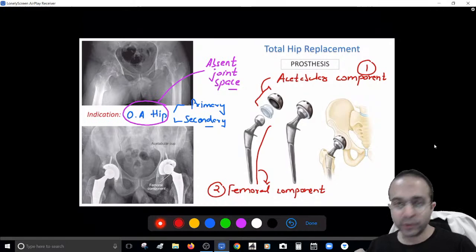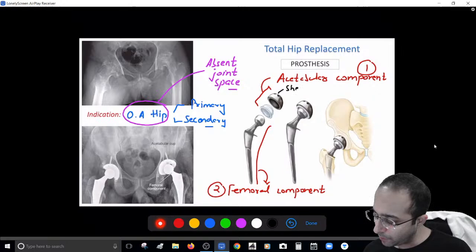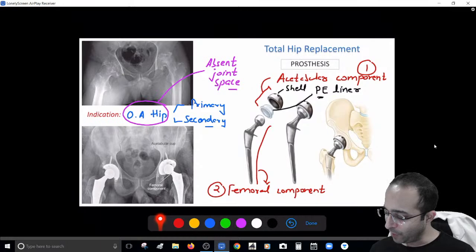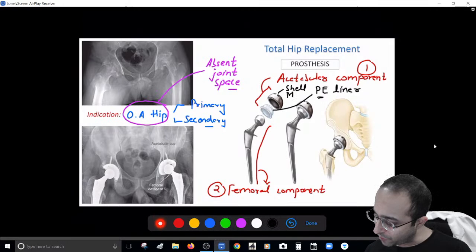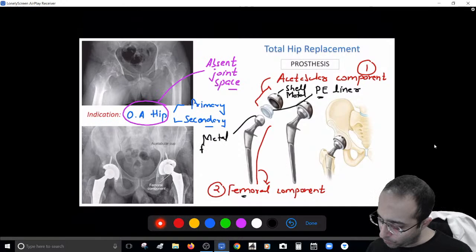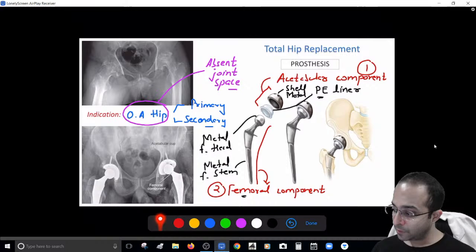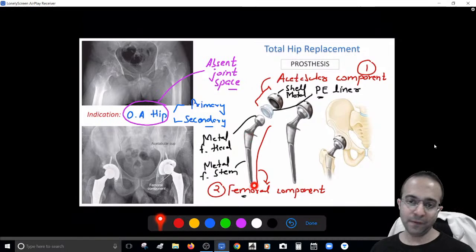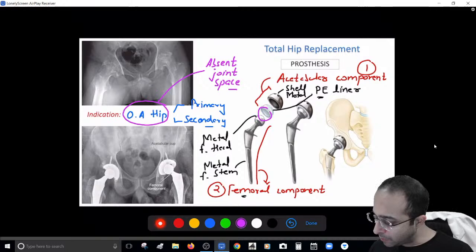Now this acetabular component will have a shell and a polyethylene liner. Polyethylene is like a rubber. So you need to have rubber between two metals. So there will be a metal shell and a polyethylene liner in the acetabular component. And in the femoral component, there will be a metal femoral head and a metal femoral stem. So a shell and a liner will make up the acetabular component. A head and a stem will make up the femoral component. And this is the articulating surface.